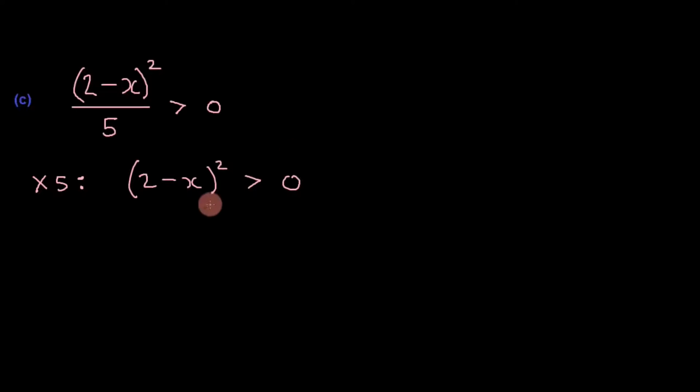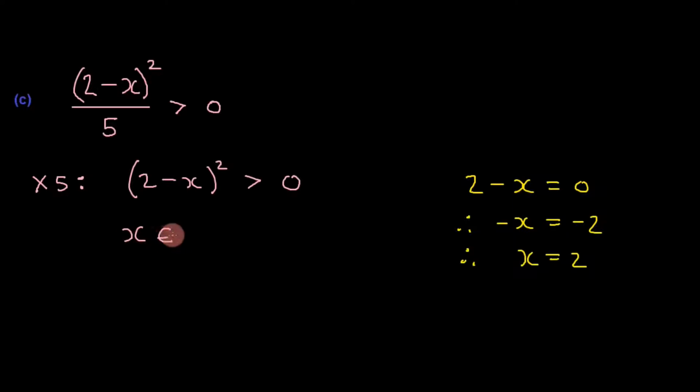So we're going to check where the left-hand side equals 0. So we're going to solve this equation: 2 minus x equals 0. And hence, minus x, or negative x, is negative 2. And then dividing through by negative 1, we see that x is equal to 2. So then the answer to this question will be x is an element of real numbers, but x cannot equal 2. Because when x is 2, the left-hand side equals 0, and we are told that the left-hand side must be strictly greater than 0.